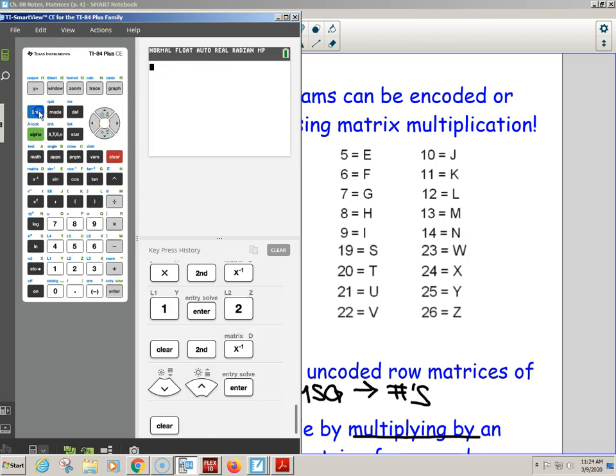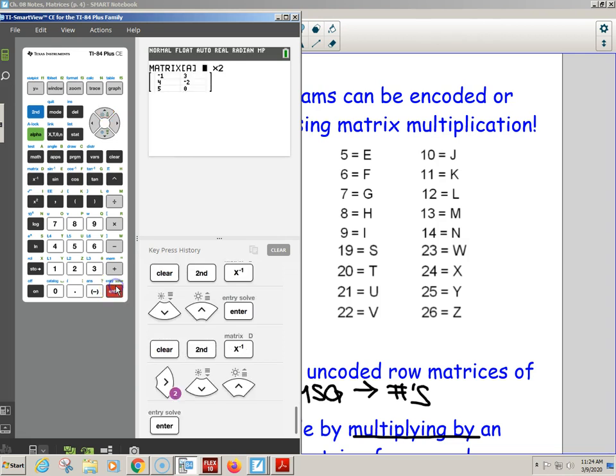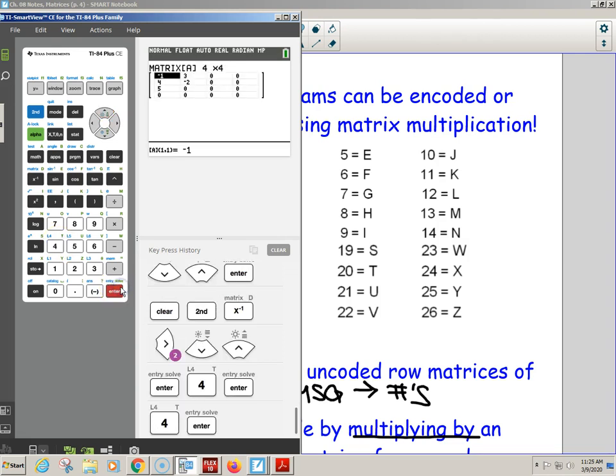Nope, I wanted to edit. My bad. Okay, I'm going to make a 4 by 4. I'm going to make my message B, which is a little awkward, but I think the book usually makes the encoder A. So I'm going to make this be my encoder.